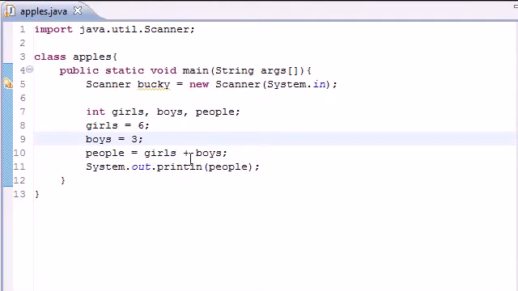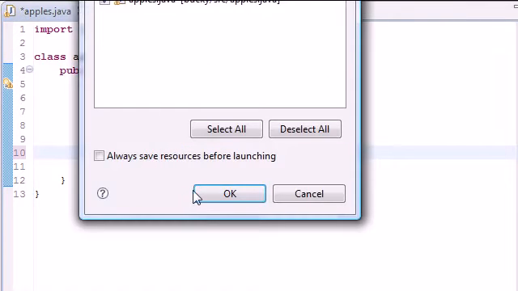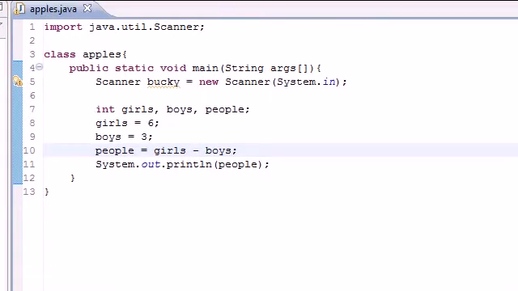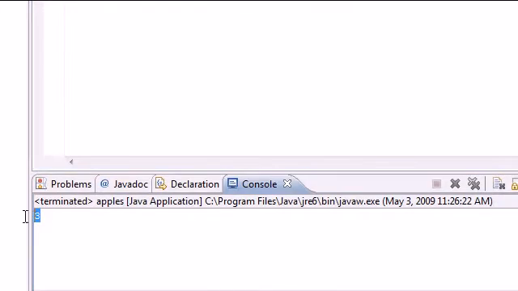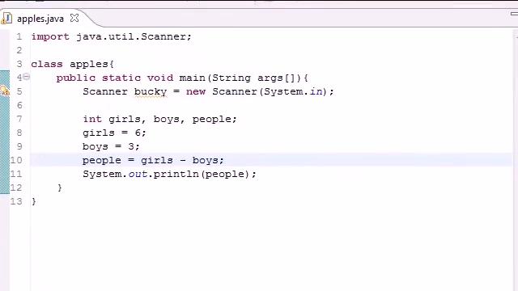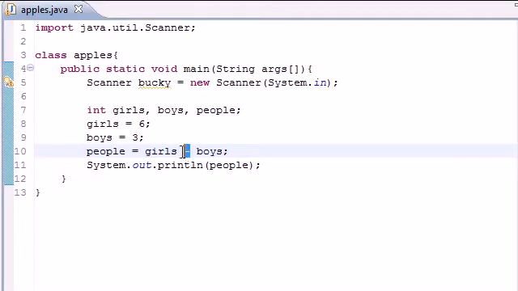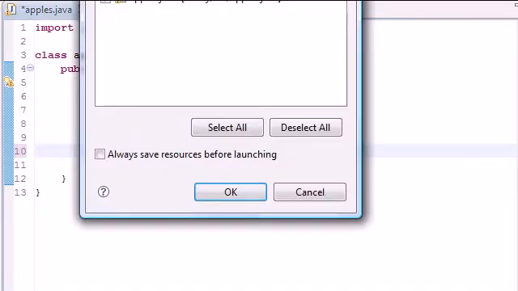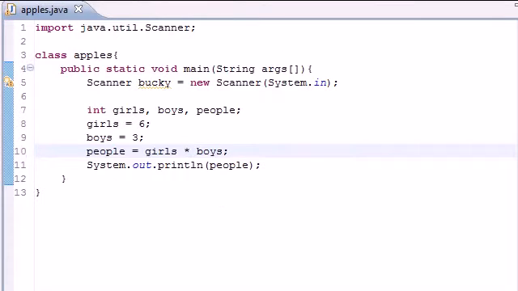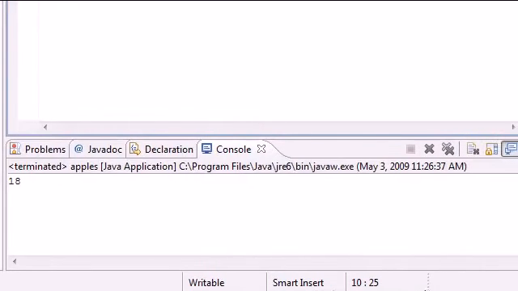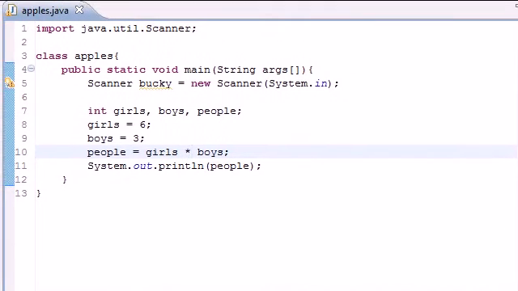But addition isn't the only thing you can use. You can use minus, or subtraction, to get the difference, which is 6 minus 3 is 3. You can also do some other cool ones. The symbol for multiply is actually the asterisk, which is that little symbol above the 8. So whenever you want to multiply, make sure to use that. As you can see, 6 times 3 is 18.